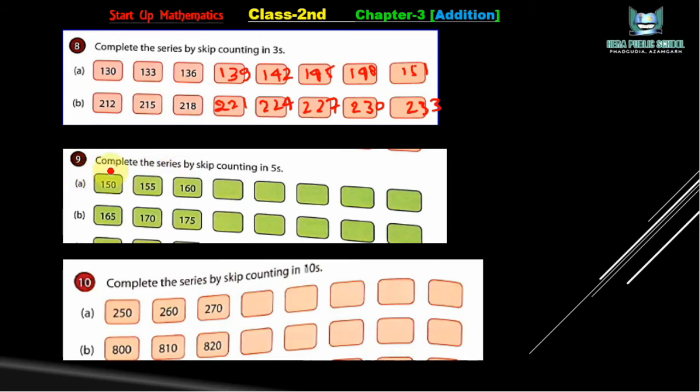Question number 9. Complete the series by skip counting in 5s. Means the difference will be 5. 150, 155, 160, 165, 170, 175, 180 and 185.